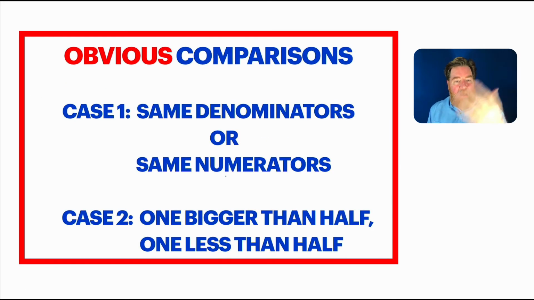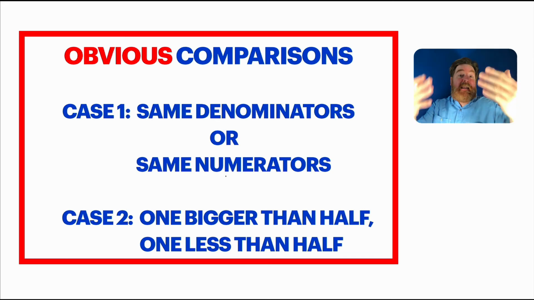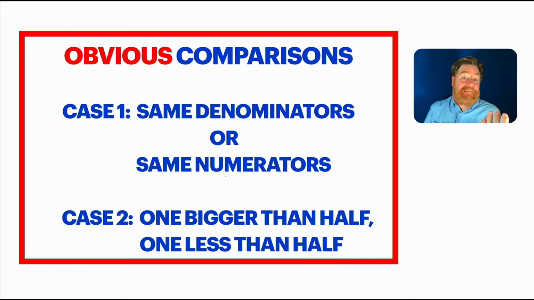Let's go ahead and add that to our list. So we really have two broad cases. When is it an obvious comparison and you don't need to draw any bars or really do any work? You just got to be thinking. Case 1, same numerators or same denominators. And now if one is less than a half and one is greater than a half, bigger or smaller, on either side, that's obvious for us. Looking okay? All right, let's put it to work.